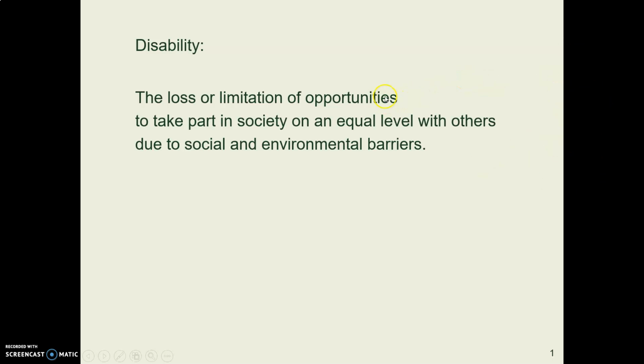It's a limitation of opportunities to take part in society on an equal level with others due to social and environmental barriers. Notice it does not say because there is something wrong with the person or there's something defective. It says there are social barriers and environmental barriers. In other words, your buildings and your landscapes.